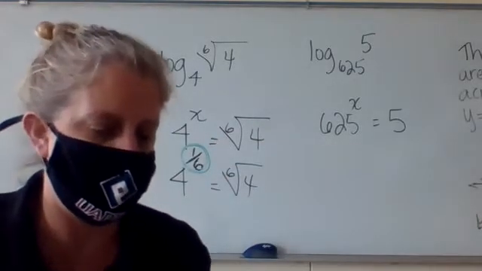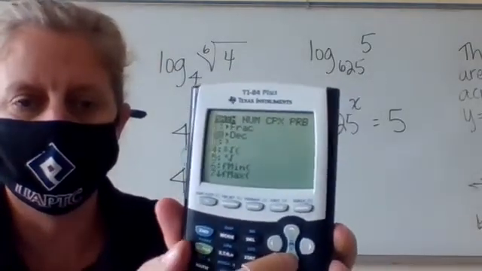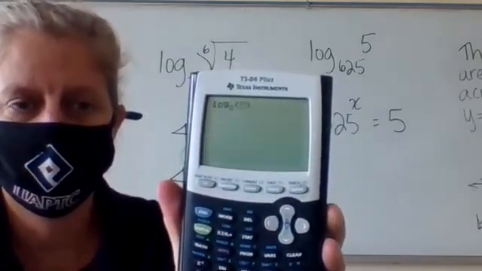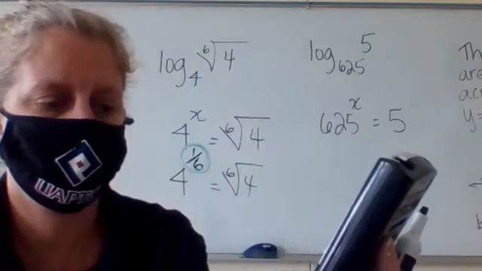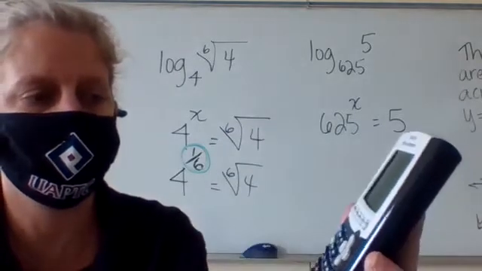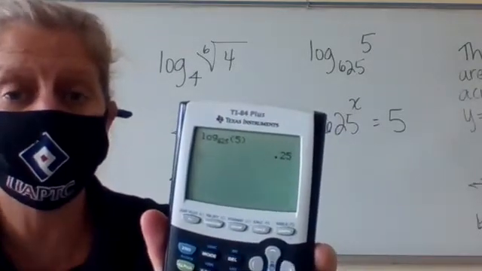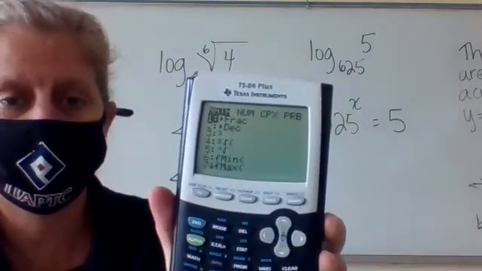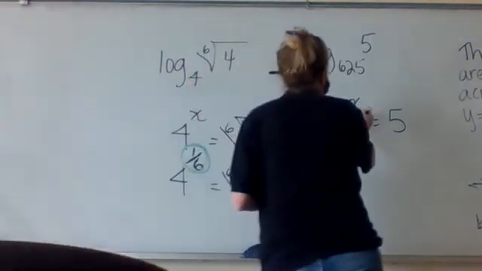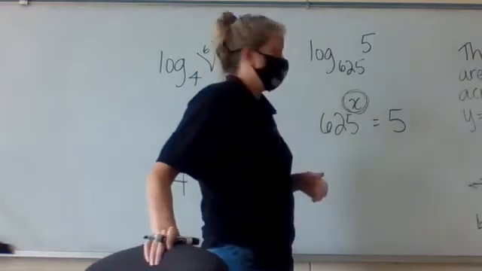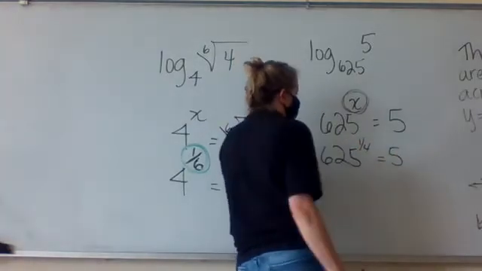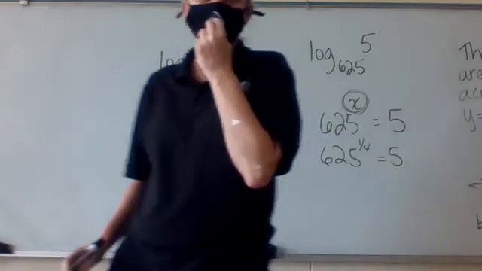Go to Math, down to log base. Hit enter. Your base is 625. Your 5 goes in the parentheses. It gives me a decimal. Math, enter your fraction to see 1/4. 1/4 is your missing exponent. So 625 to the 1/4 power equals 5, which is the same exact thing as saying the 4th root of 625.